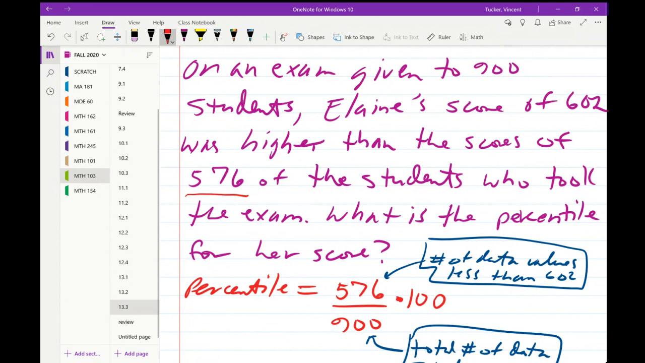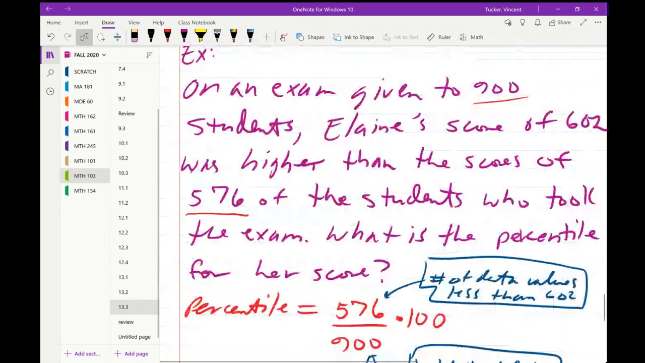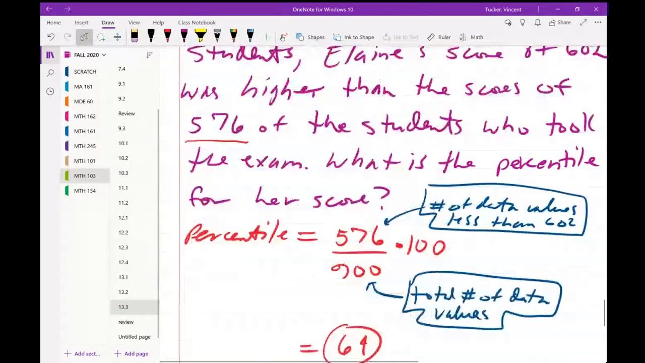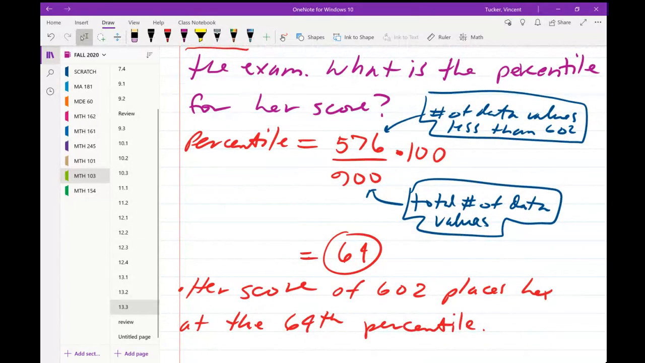So she scored higher than 576 people. And then in total we have 900 students who took it. So you take that 576, place it over 900, then multiply it by 100. And that'd be 64. So that means her score of 602 places in the 64th percentile.